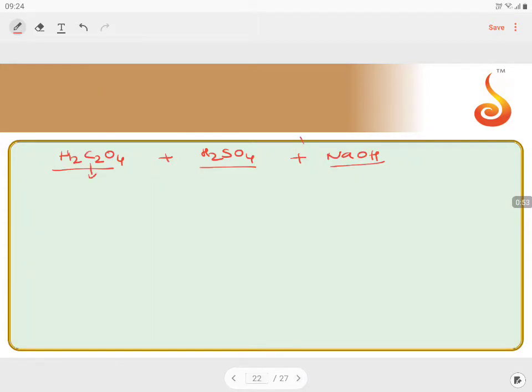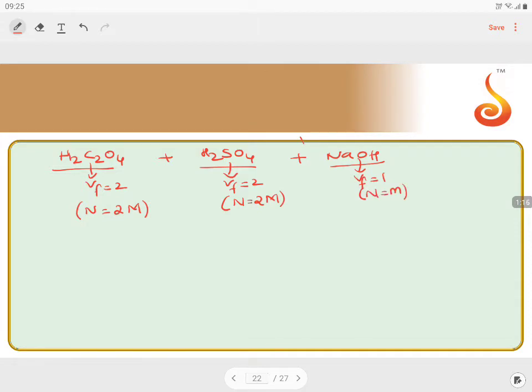So the valency factor is equal to 2. Here, if you want, we can write 1 as well. So here normality is 2 times the molarity. Normality is 2 times the molarity. For the other one, normality is equal to molarity.